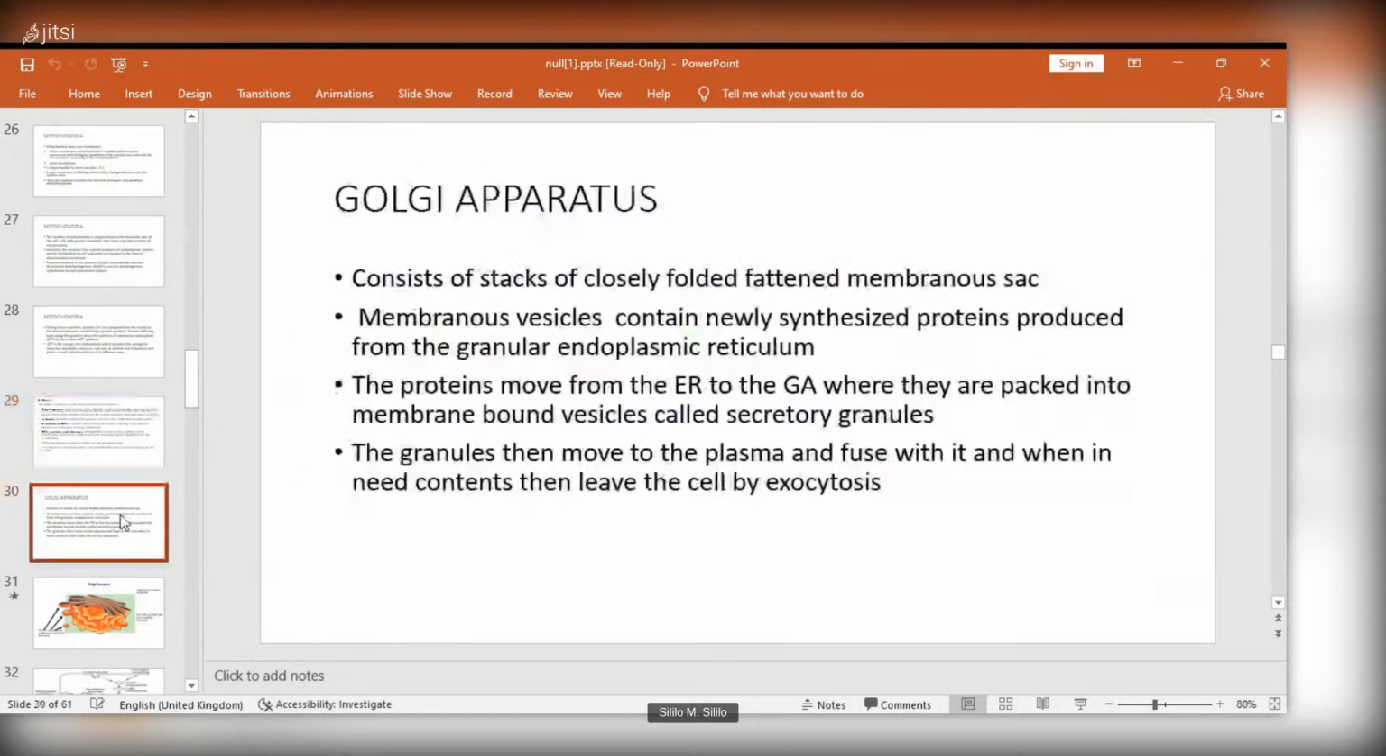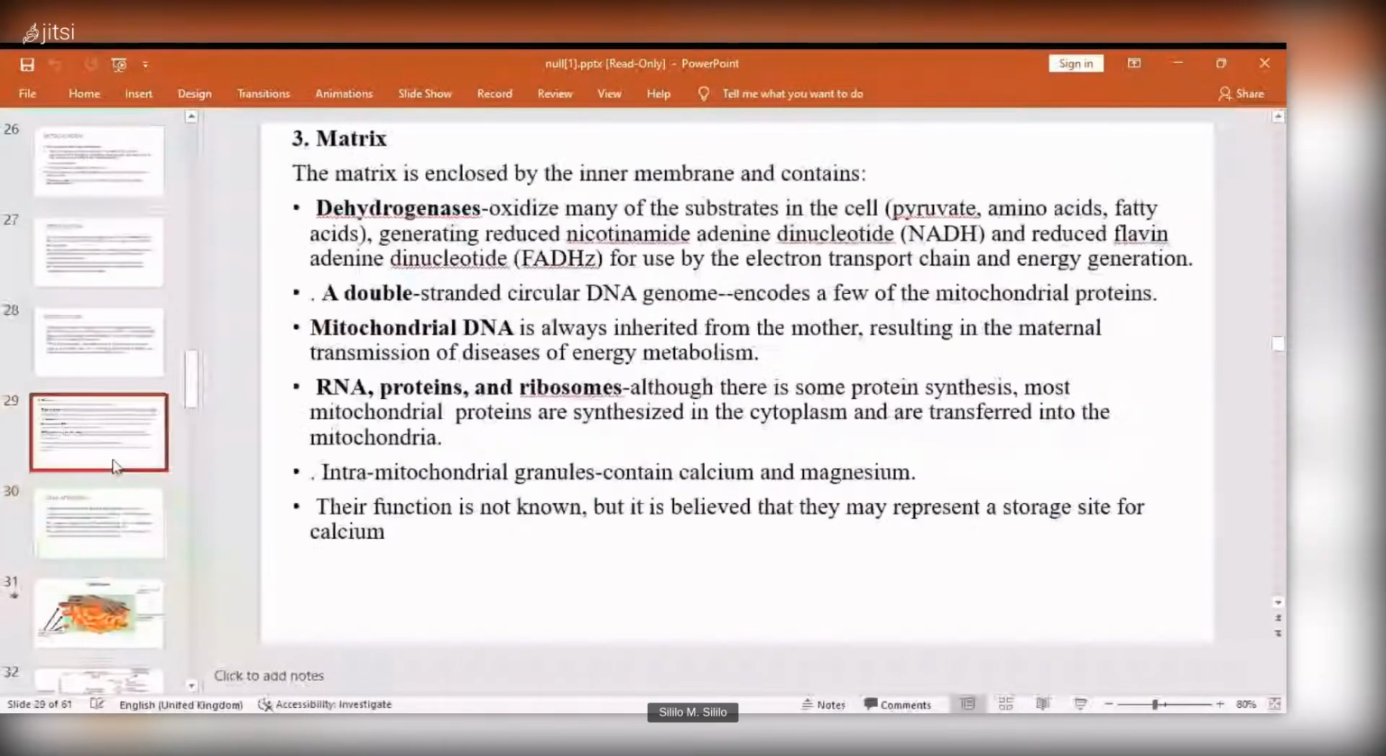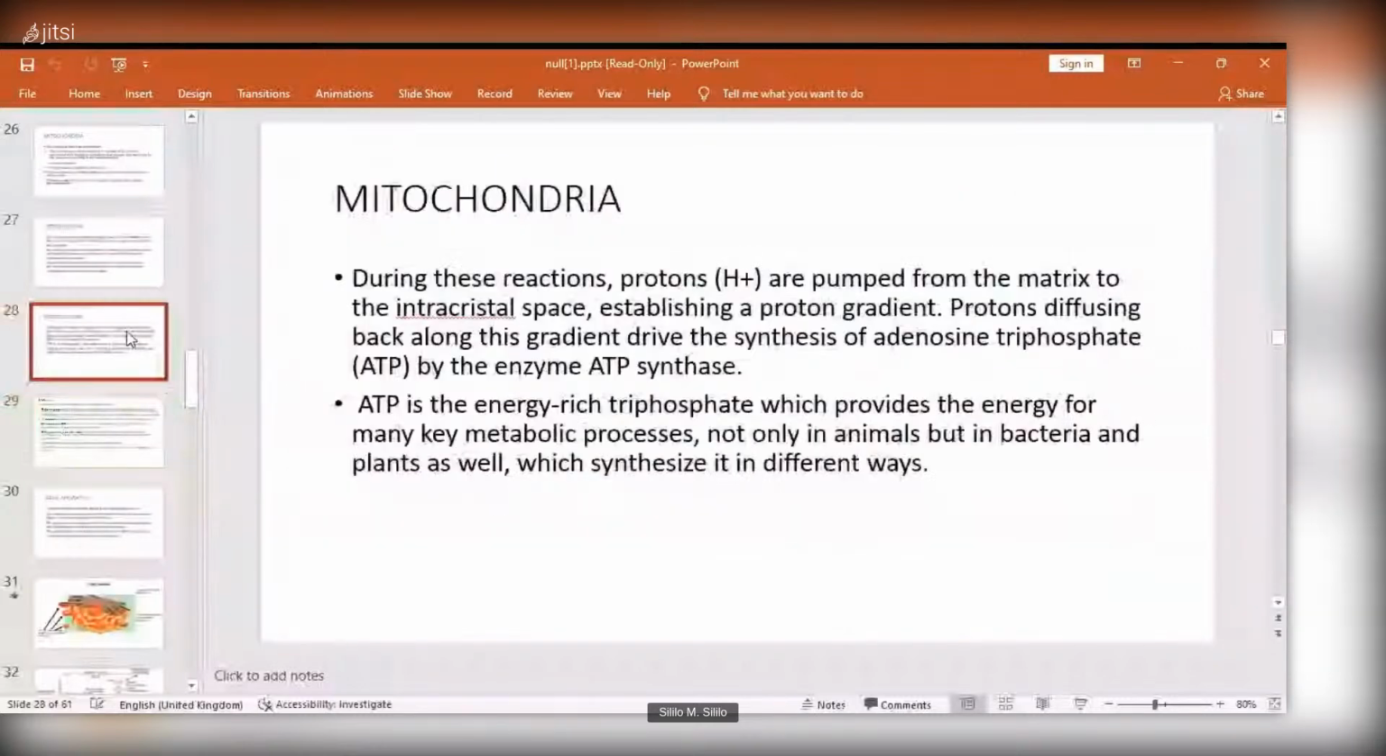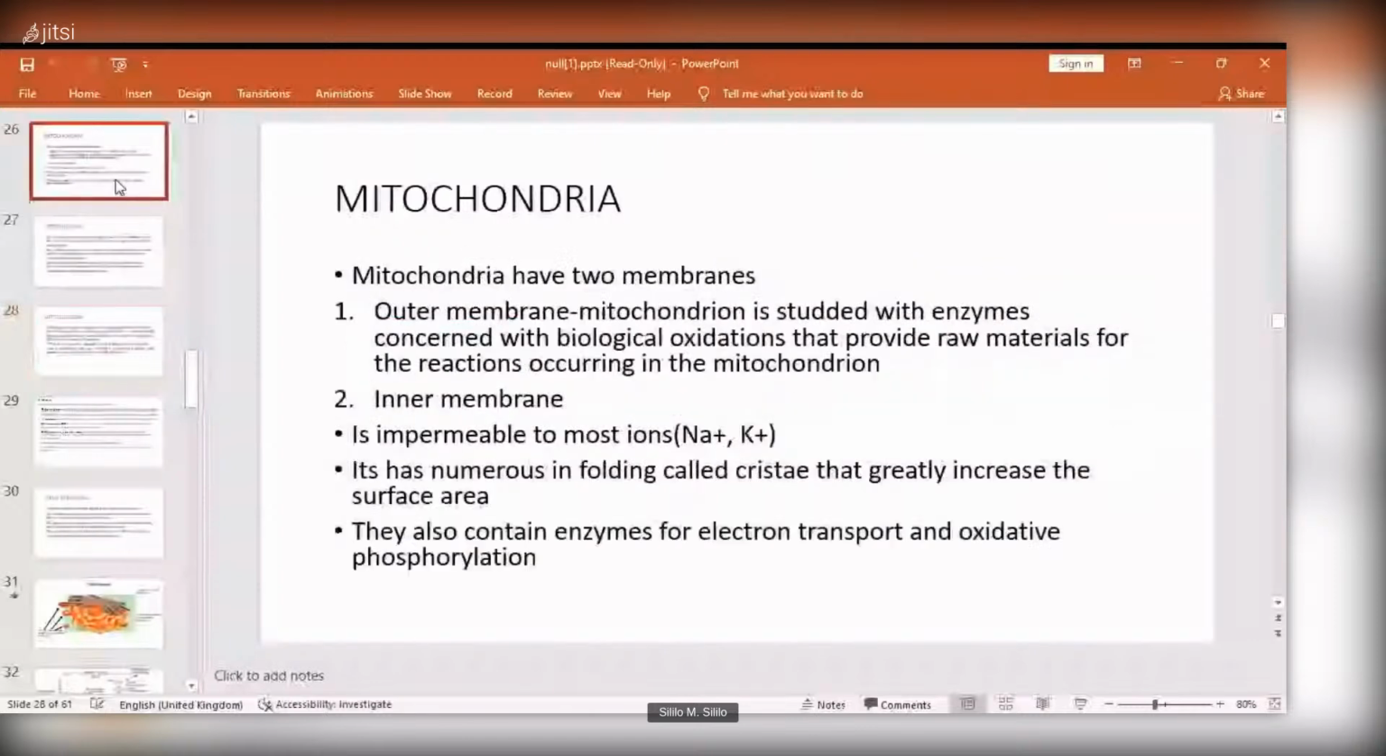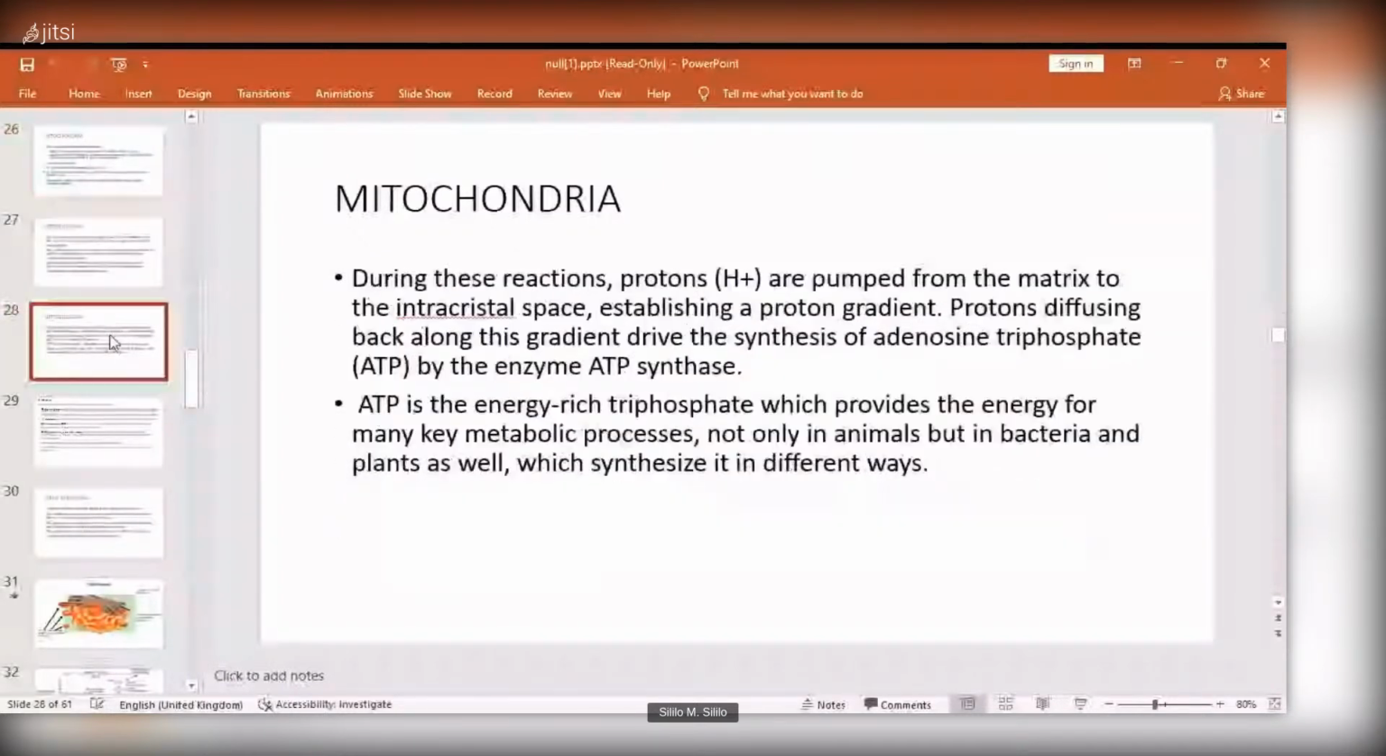Go back to the previous slide. Remember we said that it has its own DNA. And because it has its own DNA, I think go back to the other slide. Okay, you check in your slide. We said 99% of proteins in the mitochondria come from the nucleus, and about 1%, because it has its own DNA, therefore it's able to make proteins.